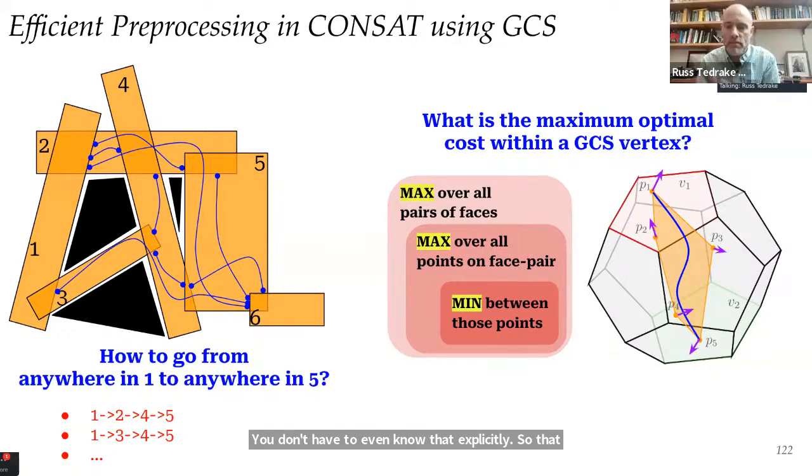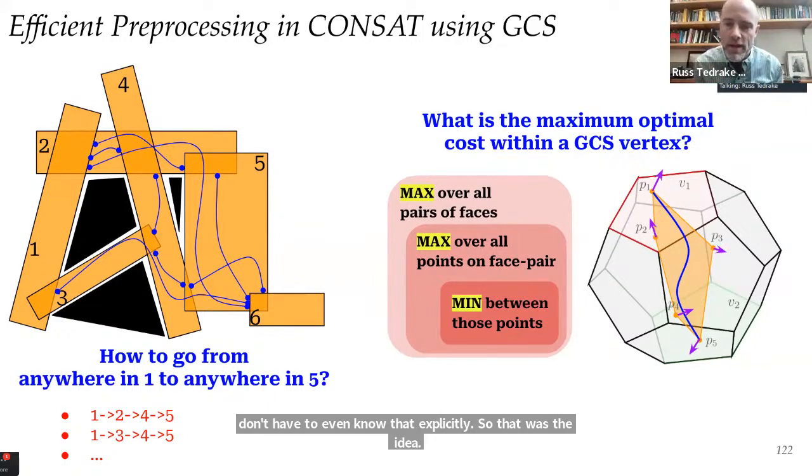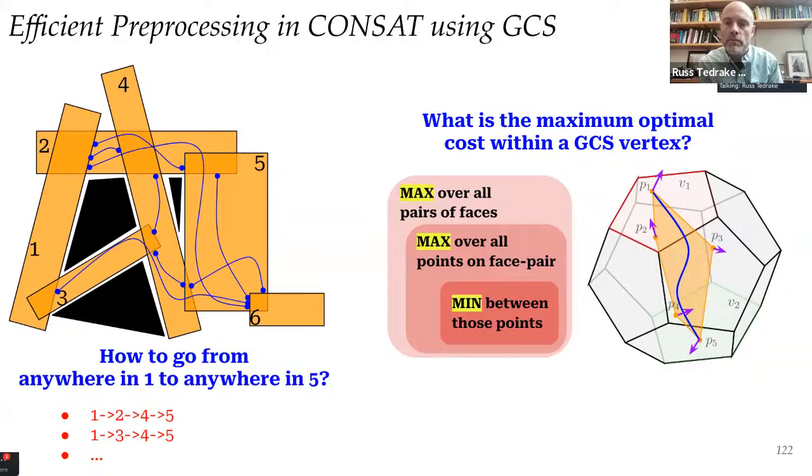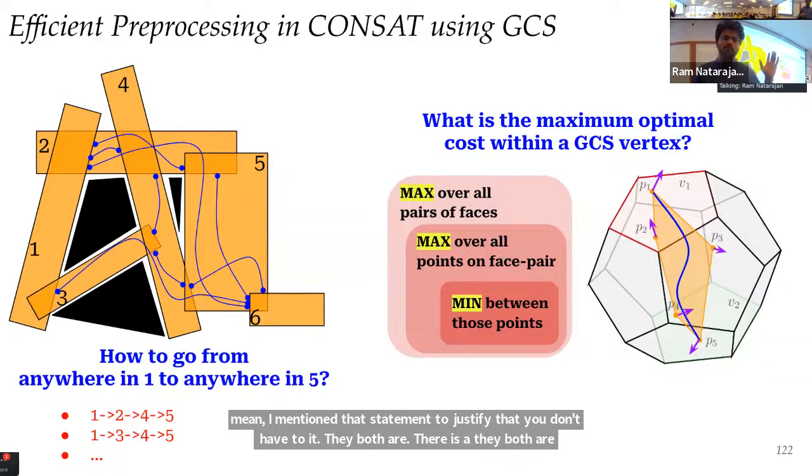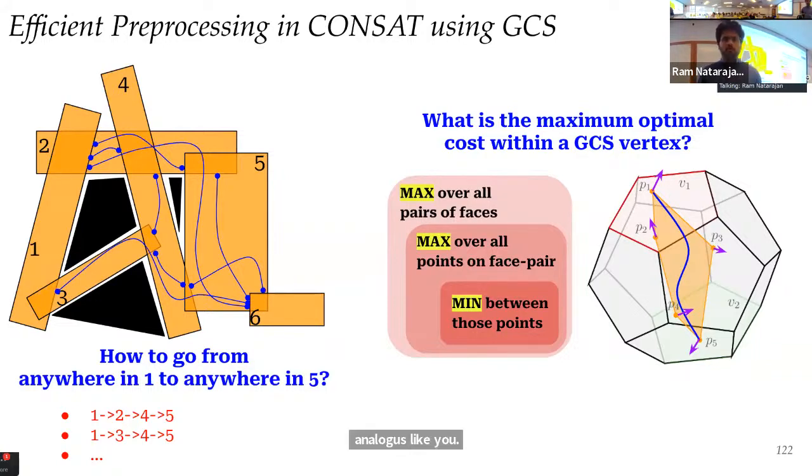I agree with that statement, but that seems inconsistent with what you just said about saying you chose joint angles, because then the contact mode sequence is clear. Yes, I mentioned that statement to justify that you don't have to. They both are analogous. Like you don't have to do it the way where you explicitly enumerate over the contact modes. I was just trying to explain that parallel. Yeah.